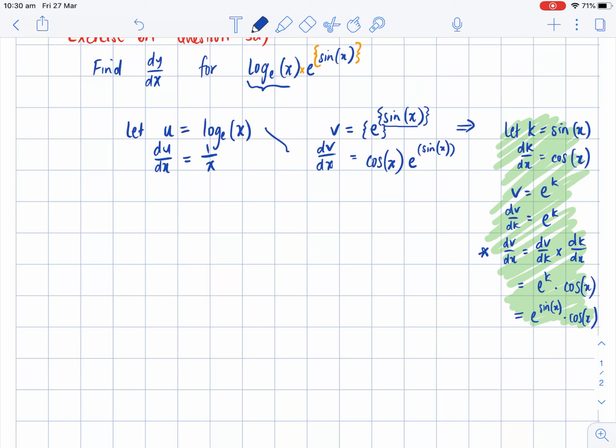Okay, so now I put these together with the product rule, which is these two parts. So I need dy dx is equal to log of x, should have a little e in there, don't forget the notation, times by cos of x times by e to the sine of x, plus e to the sine x times 1 over x. And I can tidy this up. I can take out common factors and all sorts of things. So the answers might look a little bit different, but that's the general problem.